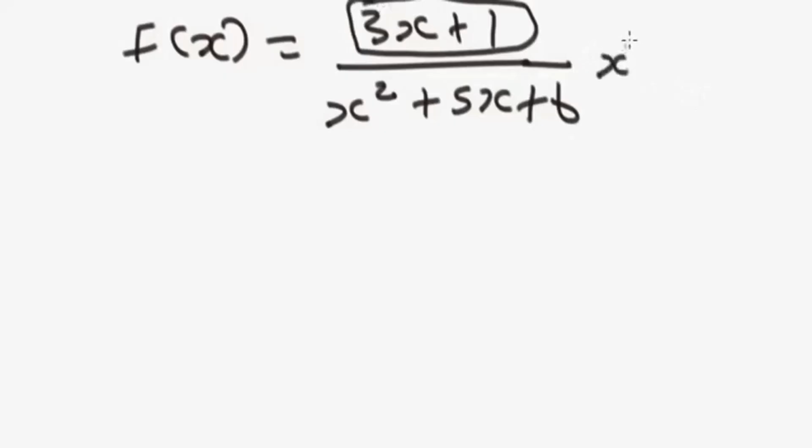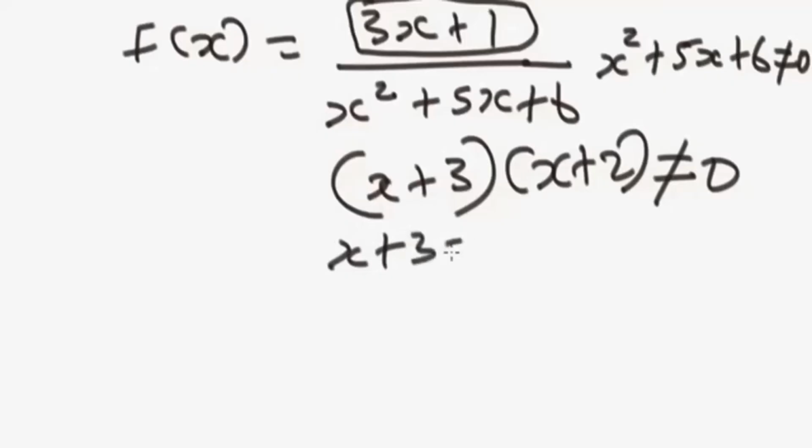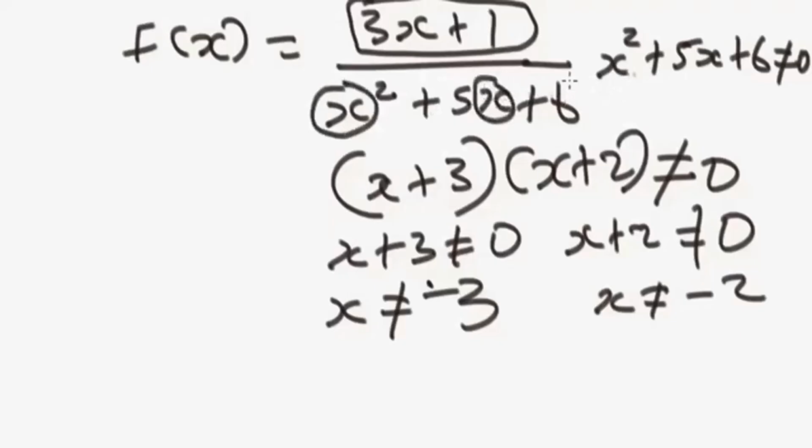So this is going to be x squared plus 5x plus 6 is now equal to 0. Okay, so you find the roots, or rather you factorize this quadratic expression. When you factorize it, you're going to have x plus 3, x plus 2 is equal to 0. So x plus 3 equals 0 and x plus 2 equals 0. Therefore the domain of this function will be x is not equal to negative 3 and x is not equal to negative 2, because when you plug them in, the denominator results to 0, which is not meant to happen.